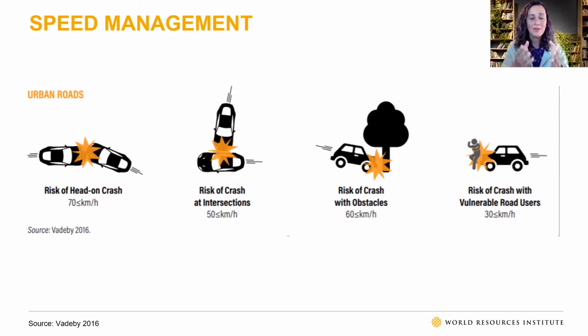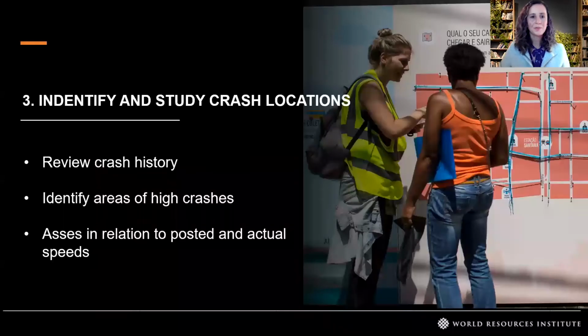In cities where we have intersections, speed should not be higher than 50 kilometers per hour because the car is simply not prepared to withstand that impact. The same goes for obstacles. 60 kilometers per hour is the maximum that a vehicle will withstand. And when it comes to vulnerable users of the road, pedestrians, cyclists, and motorcyclists, the speeds should not be higher than 30 kilometers per hour if we want to help them survive a crash.